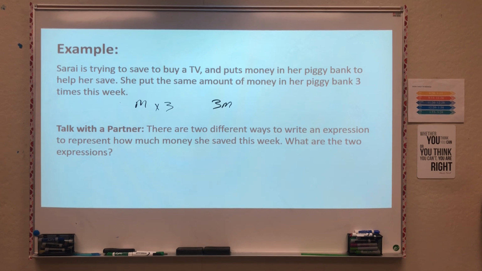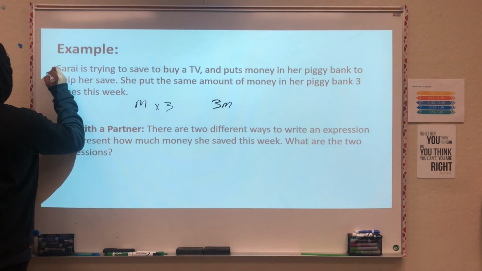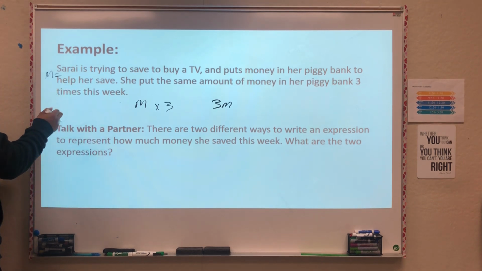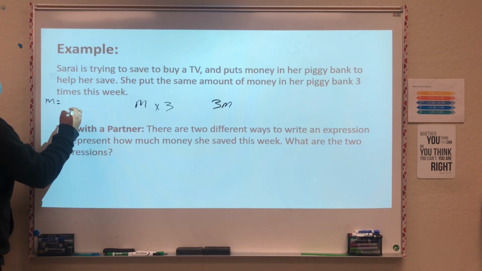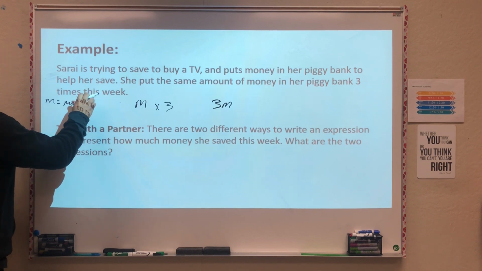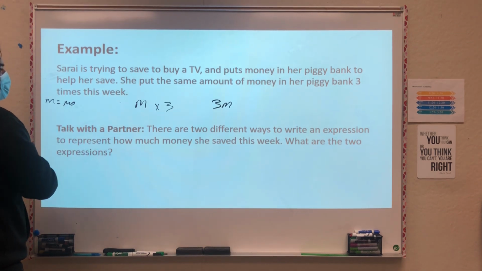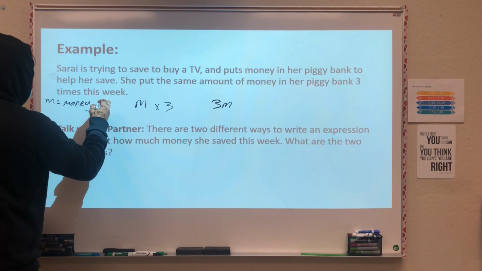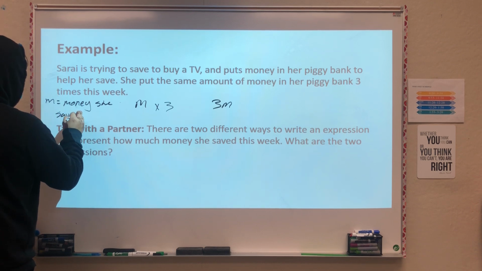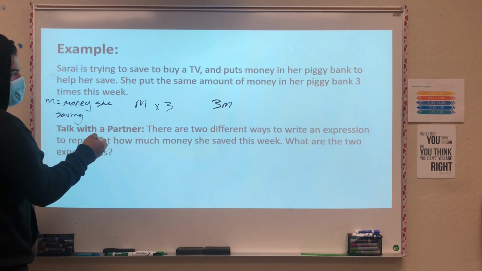So let's write that somewhere. M is... Oh, no, right here. Why are you writing on the word problem? You can put it up by the example. Yeah, right there. Alright, money. Money she's saving in her piggy bank. Money. You got it. Money saving. She's saving in her piggy bank.